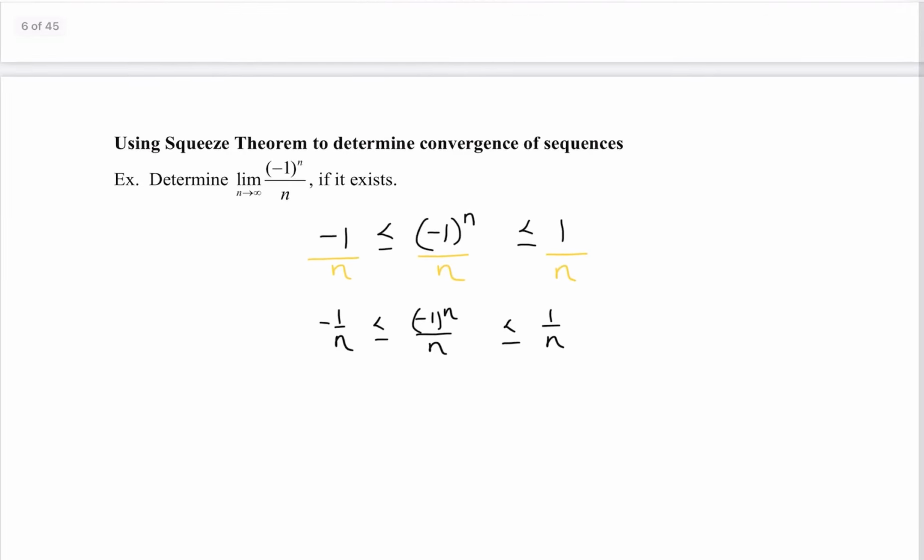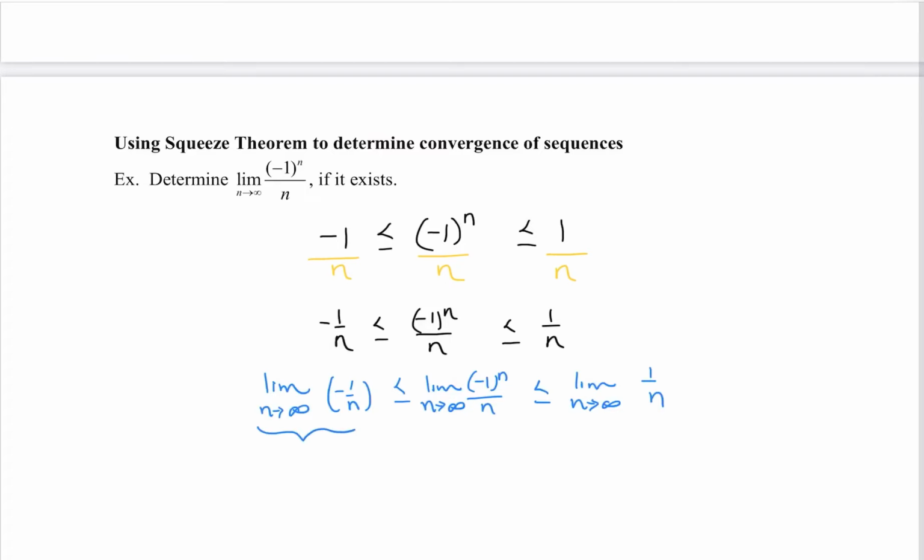So now we have our negative 1 to the n over n sandwiched or squeezed in between these other two values. Now we can take the limit of that compound inequality. The limit as n goes to infinity of negative 1 over n is less than or equal to the limit as n goes to infinity of negative 1 to the n over n, which is less than or equal to the limit as n goes to infinity of 1 over n.